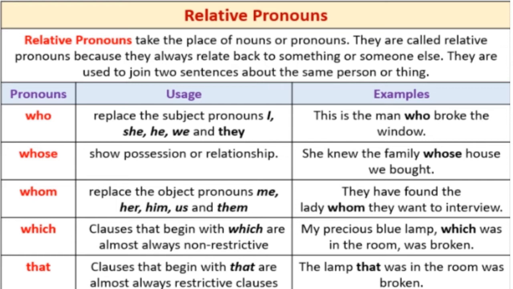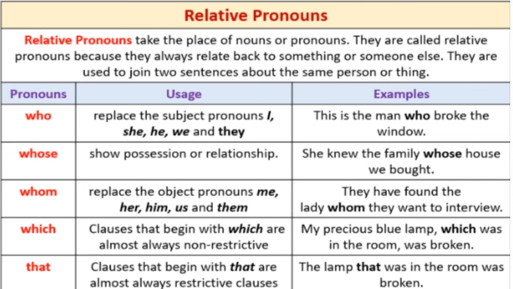Which and that both are used for things. That is used for things, animals and people also. I can use that for all: people, animals and things. Which is for things. My precious blue lamp which was in the room was broken. The lamp that was in the room was broken. The lady that is standing here is beautiful, for example. So that I can use for all.